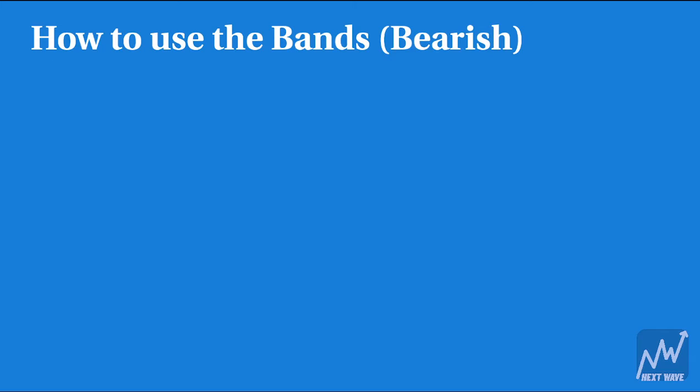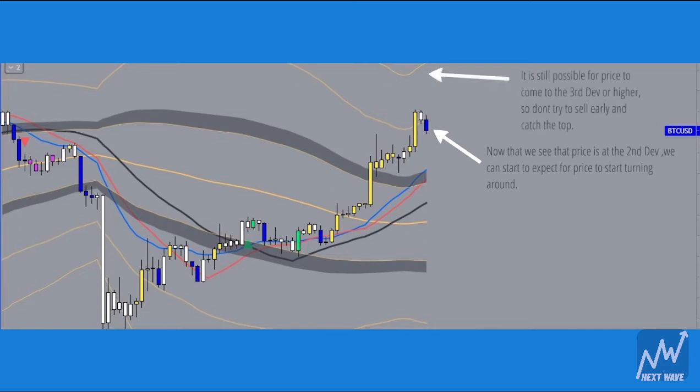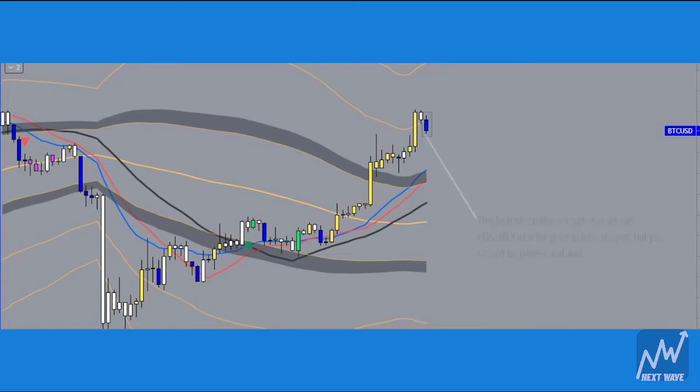Now, let's look at how to use the bands in a bearish market. Now that we see that price is at the 2nd deviation, we can start to expect price to start turning around. It is still possible for price to come to the 3rd deviation or higher, so don't try to sell early and catch the top. This bearish candle is a sign that we can possibly look for price to turn around, but you should be patient and wait.